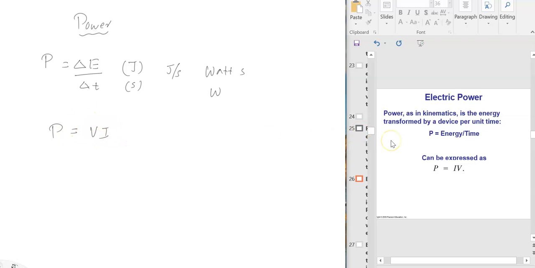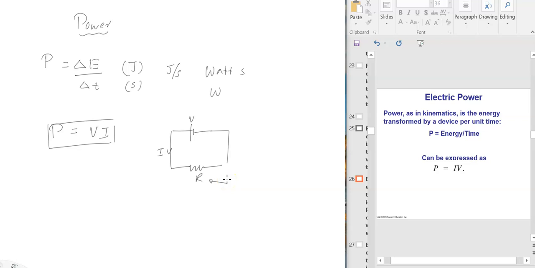Over here on the slide it's written as IV, and I prefer to write it as VI. So power is voltage times current. So let's say there's a circuit, there's a battery, voltage V, there's a resistor, some resistance R, and there's a current flow I. So let's say this resistance is some electrical equipment.